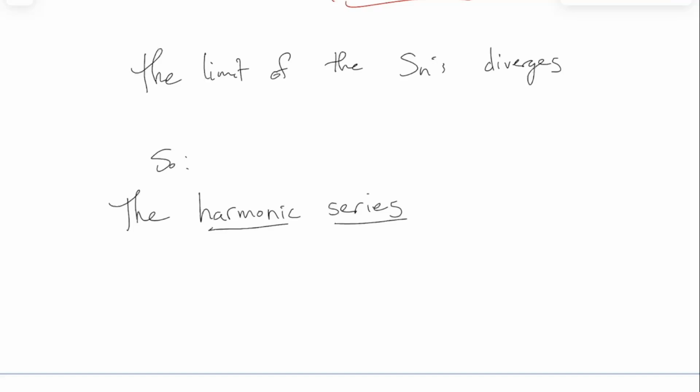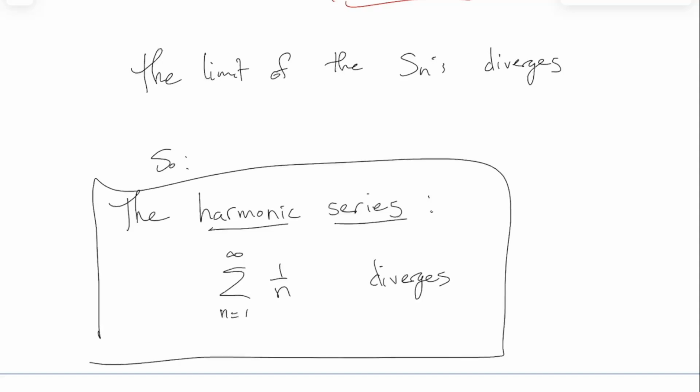I'm actually not sure why this word harmonic is used. Anybody happen to know? I think there is a relationship between these fractions and music notes. Divisions of the octave are done by fractions 1 over whatever. But anyway, the harmonic series, sum of n equals 1 to infinity, 1 over n, diverges. This is another common example that comes up all the time, and there's no real formula to remember because it doesn't converge to anything, but you should remember that it diverges.